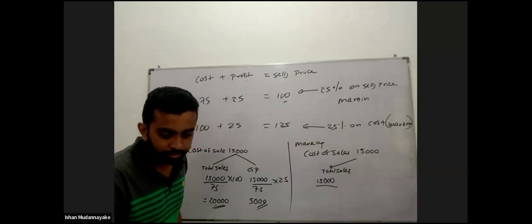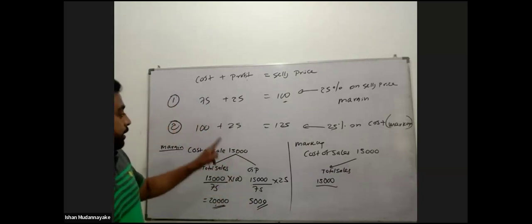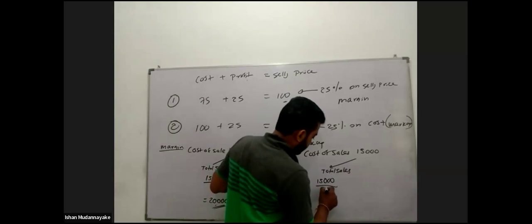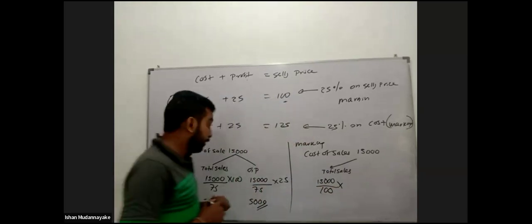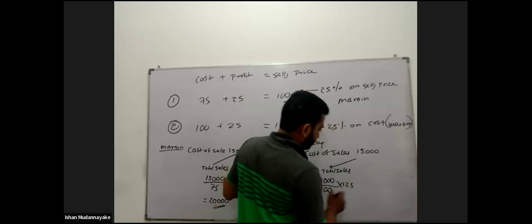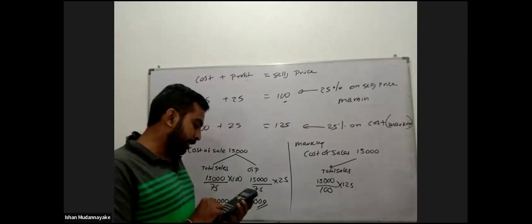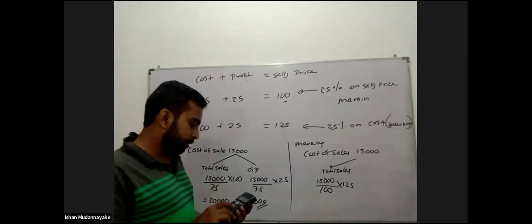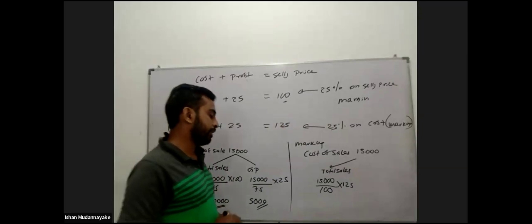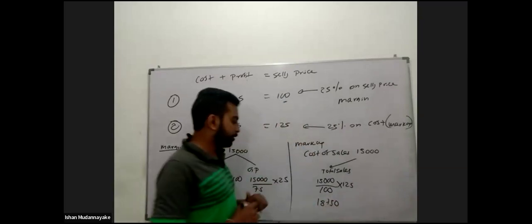The equal amount for cost is 100. Divide by that equal amount, and if you want to calculate total sales, multiply by 125. So 15,000 divided by 100 multiplied by 125 gives 18,750 total sales.